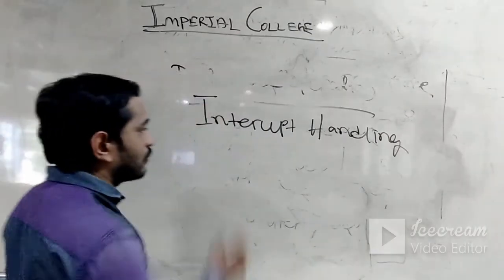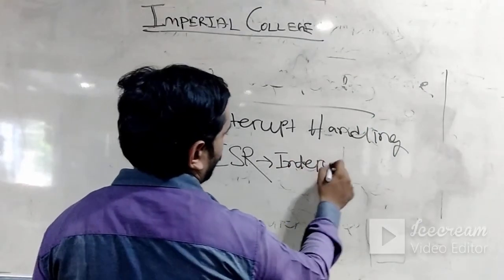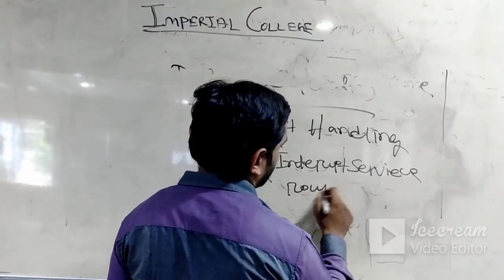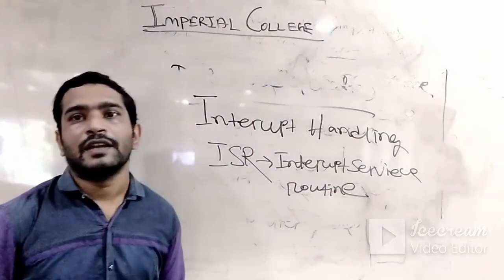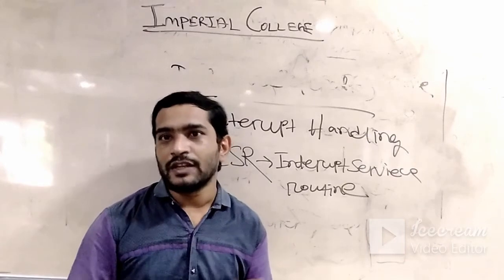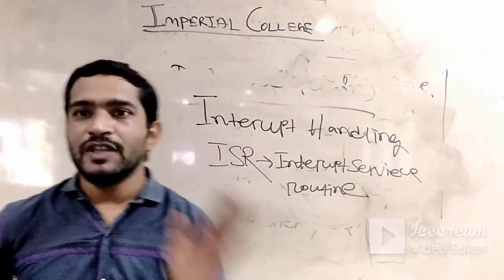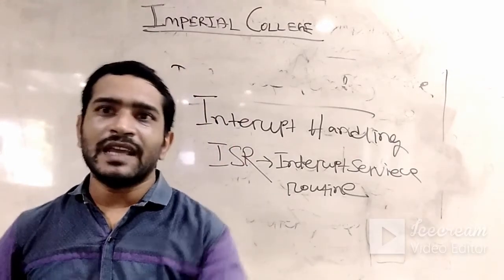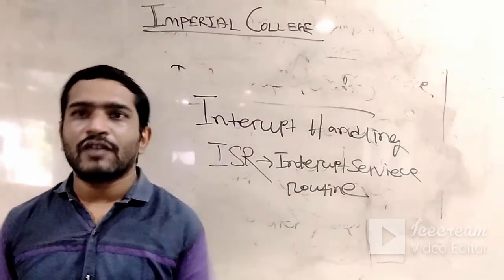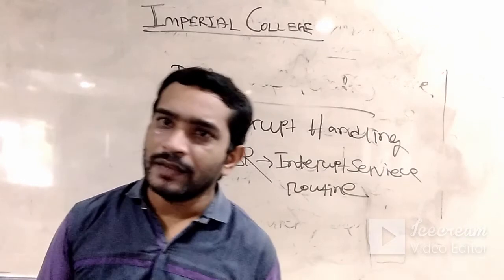And to handle the interrupt, we are using ISR, interrupt service routine. To identify the interrupt, to execute the interrupt, to send the interrupt, all these works are done by your interrupt service routine, ISR. So when an interrupt comes, ISR checks whether it is maskable or non-maskable, periodic or non-periodic, normal or exception, and apart from this, it will handle and execute the interrupt.